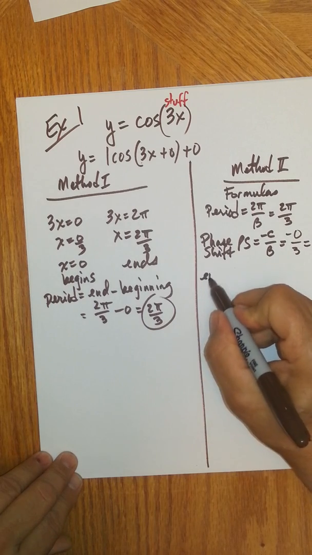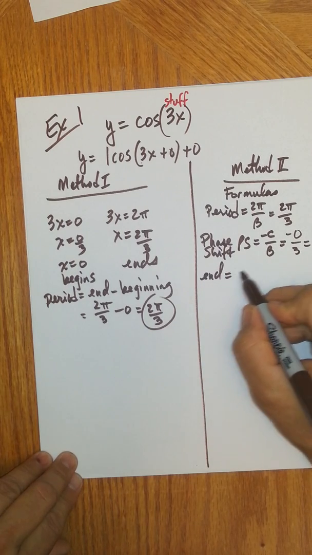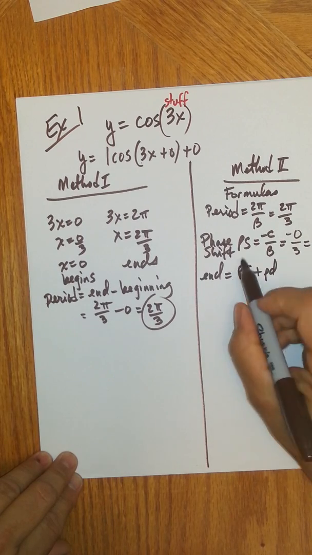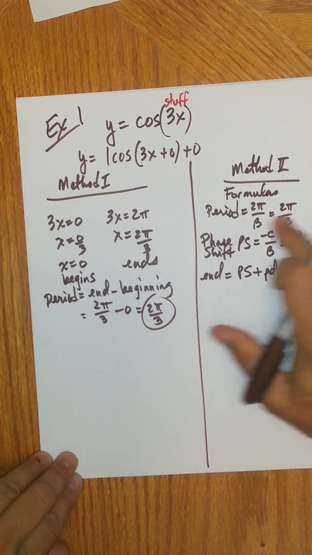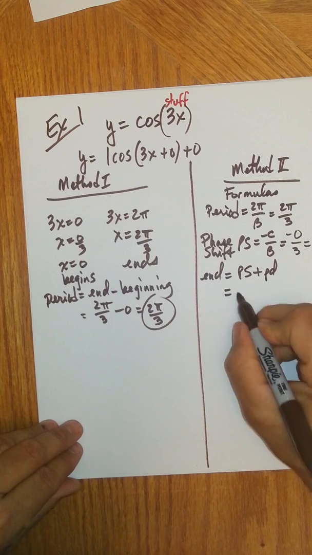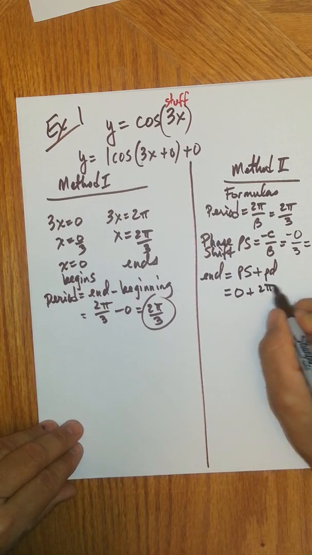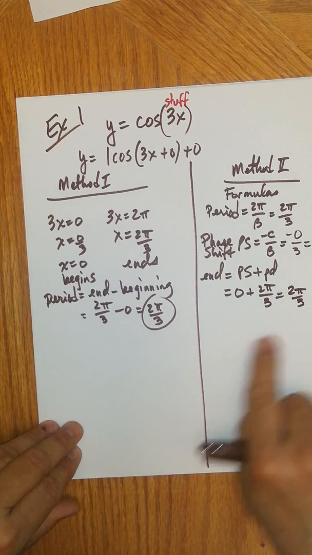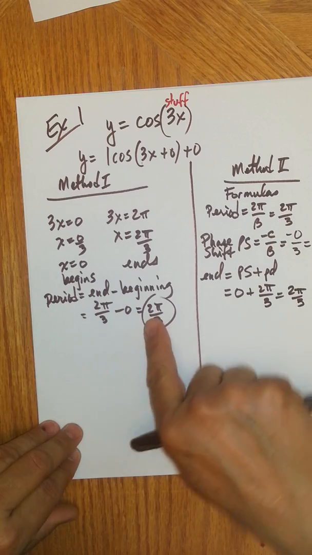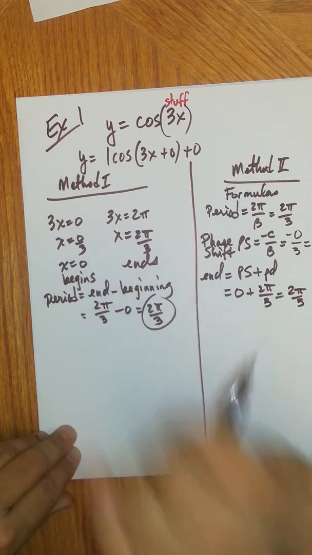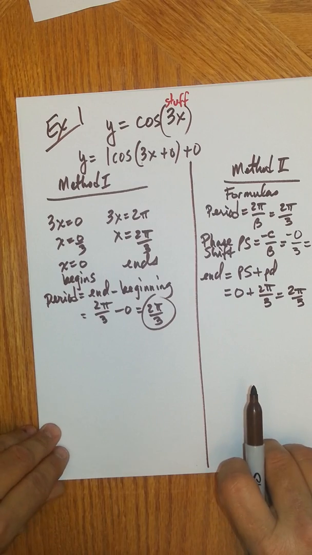And the end of the wave is the phase shift plus the period. So it's where I begin plus the length of the wave. That'll give me where I end. So here I'll have 0 plus 2 pi over 3, which will give me 2 pi over 3. So indeed, this period matches here, the end of the wave is here, and the beginning of the wave is there. So they both give you the same results, of course.